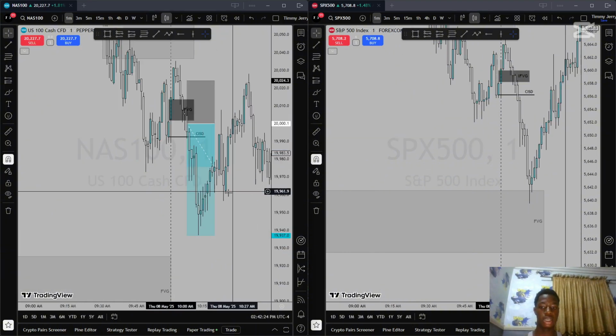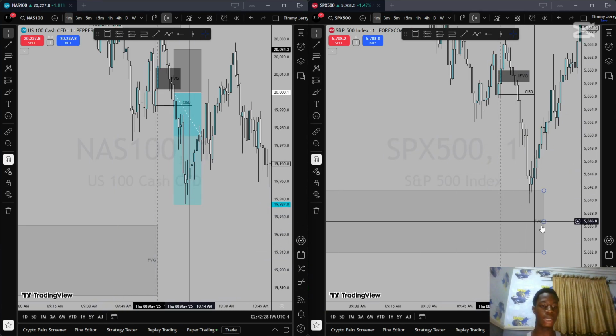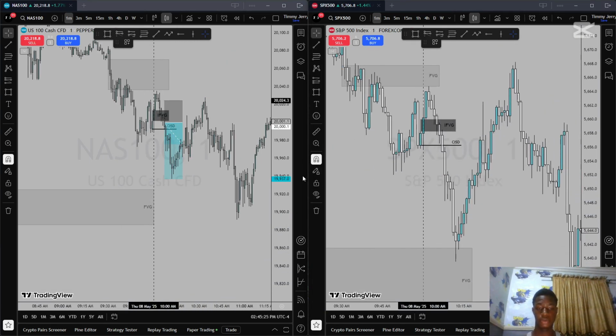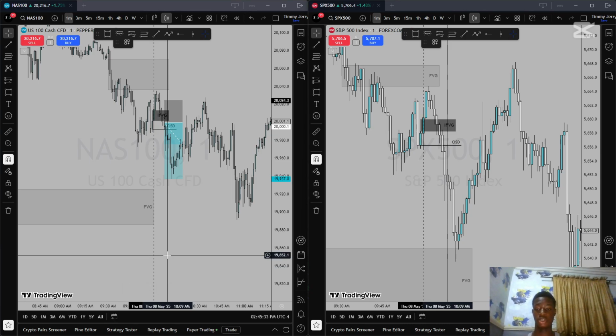Like I said, it's not a must that we tap into this fair value gap, because SPX also tapped into this fair value gap. But it is what it is, man. Still on the demo trading account, trying to get better on demo, you know. But yeah, that was today's trade, and I'll see you guys next time.